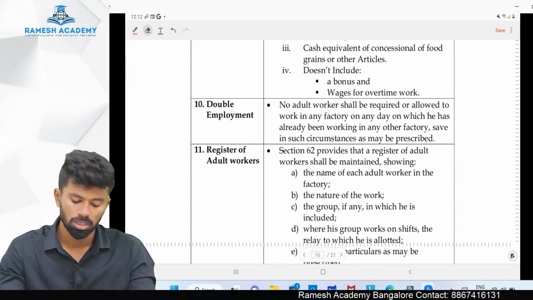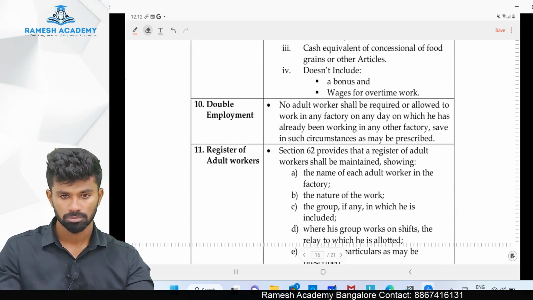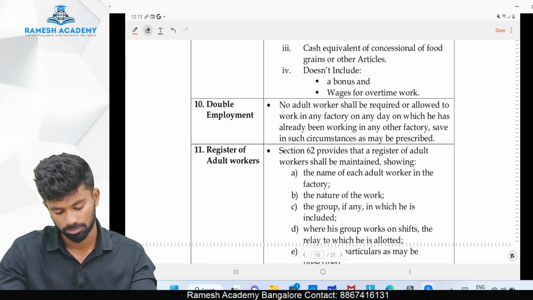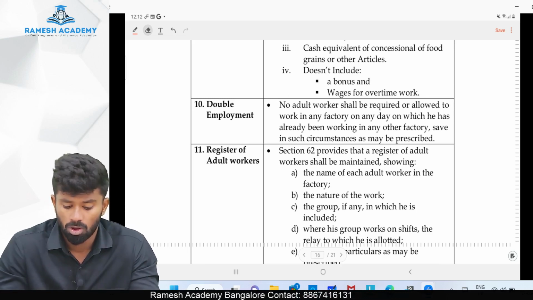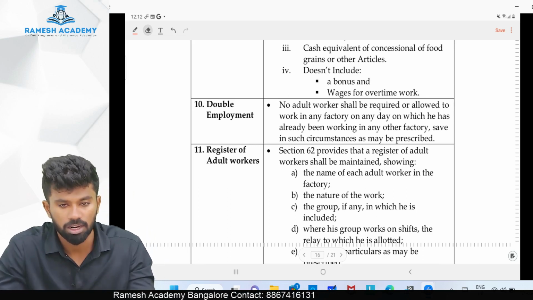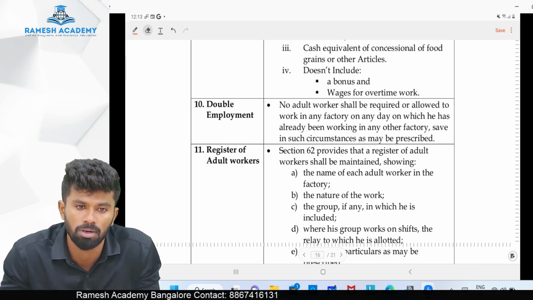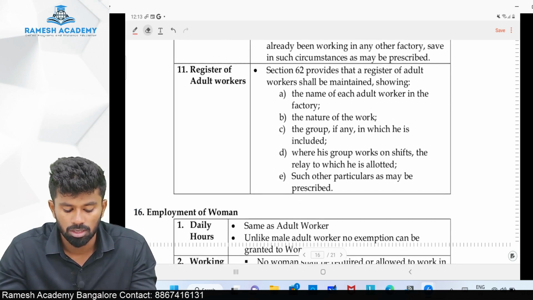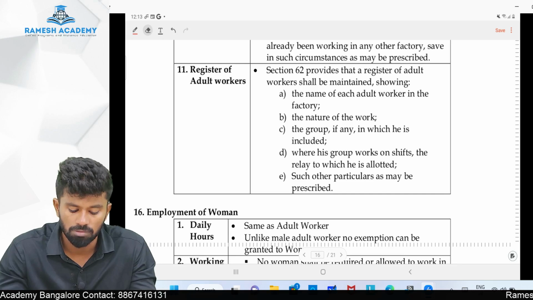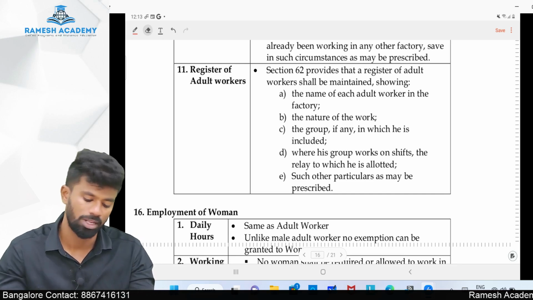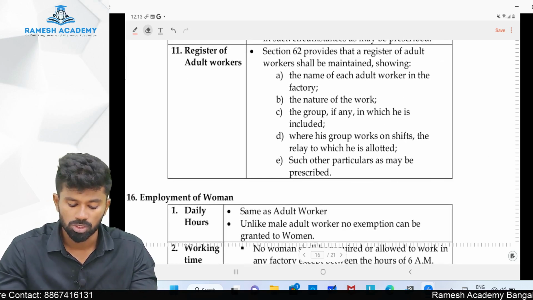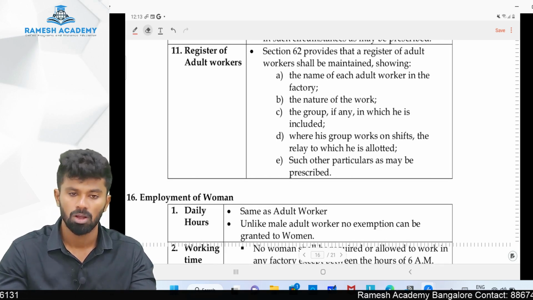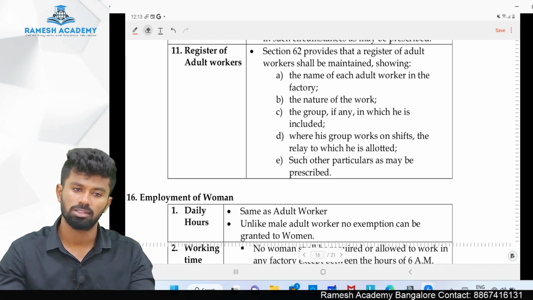Double employment: no adult worker shall be required or allowed to work in any factory on any day on which he has already been working in any other factory. Not allowed. Double employment is not allowed. Register of adult workers: the employer shall maintain the register of adult workers specifying his name, nature of work, the group to which he belongs, where his group works on shift, and the relay to which he is allotted. All this has to be maintained in the register of adult workers.